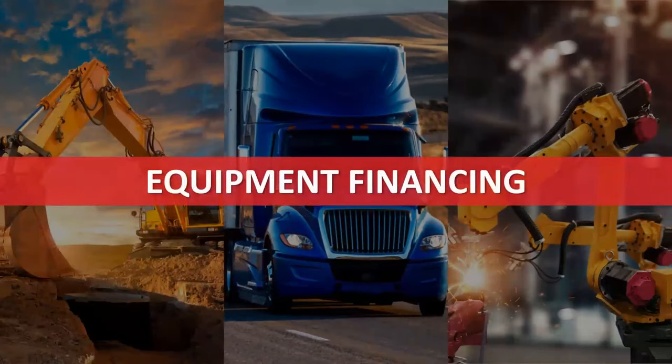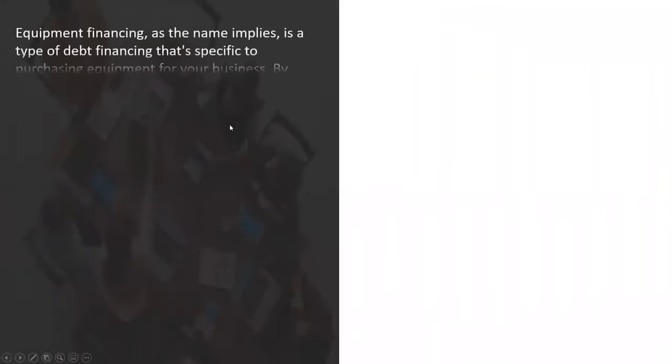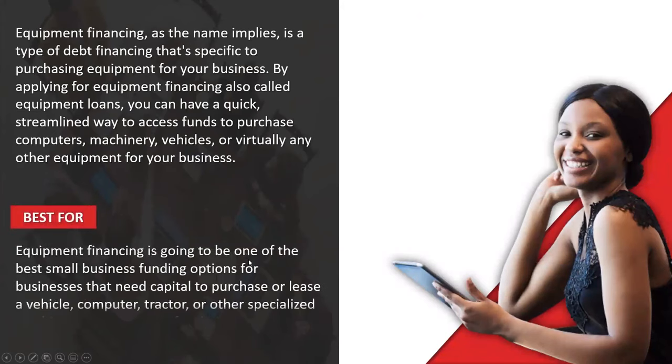Equipment finance, next product. Equipment finance, as the name implies, is a type of business debt finance that is specific to equipment for a business. Equipment financing is also called equipment loans. You have a quick, streamlined way to access funds to purchase computers, machinery, vehicles, or virtually any other type of equipment.